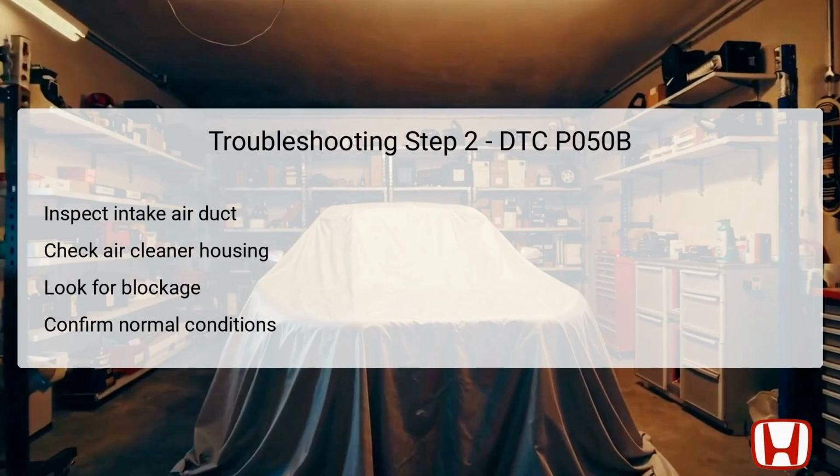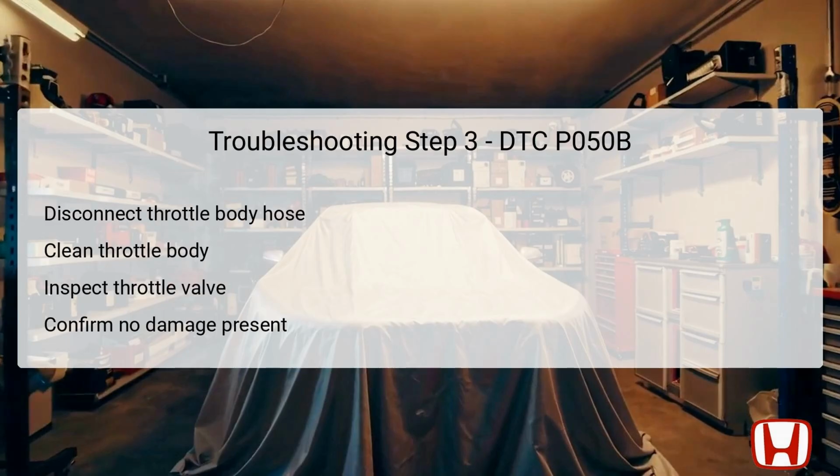Follow this by checking the air cleaner housing for any debris or contaminants that may have entered. Carefully confirm that the airflow is unrestricted and that there are no blockages obstructing the path to the engine. If abnormalities or concerns arise during this inspection, it indicates potential issues with the intake air system components. The third troubleshooting step for DTC P050B focuses on the throttle body.